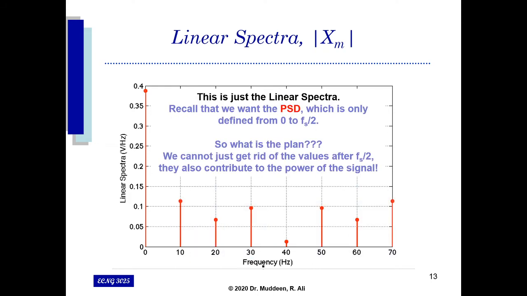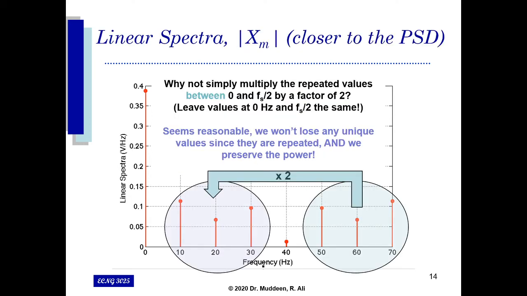So we can't really get rid of these because they're contributing towards the power of the signal, but since they repeat, we can just multiply them by two. It's like we just add the same signal to itself, because they're just a reflection around the center frequency here, which is fs divided by 2.